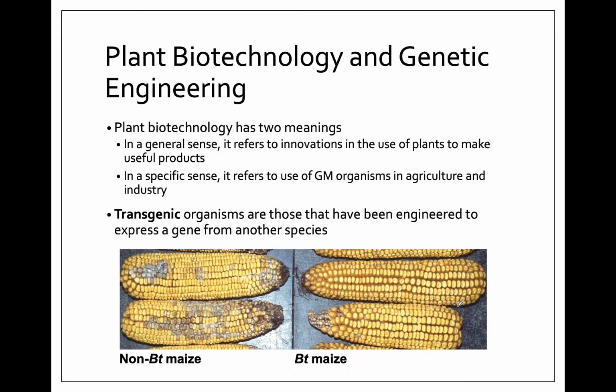All right, so plant biotechnology generally has 2 meanings. It's either a general sense of the innovations of things that we use from plants. So, for example, tree pulp becomes paper. So that would be an example of a useful product. Usually, nowadays, plant biotechnology in a specific sense is talking about genetically modified organisms.